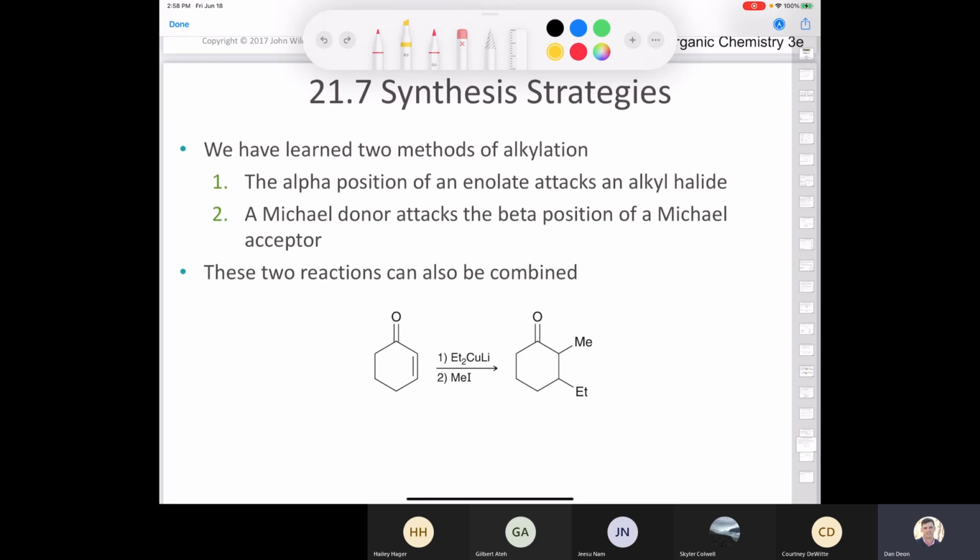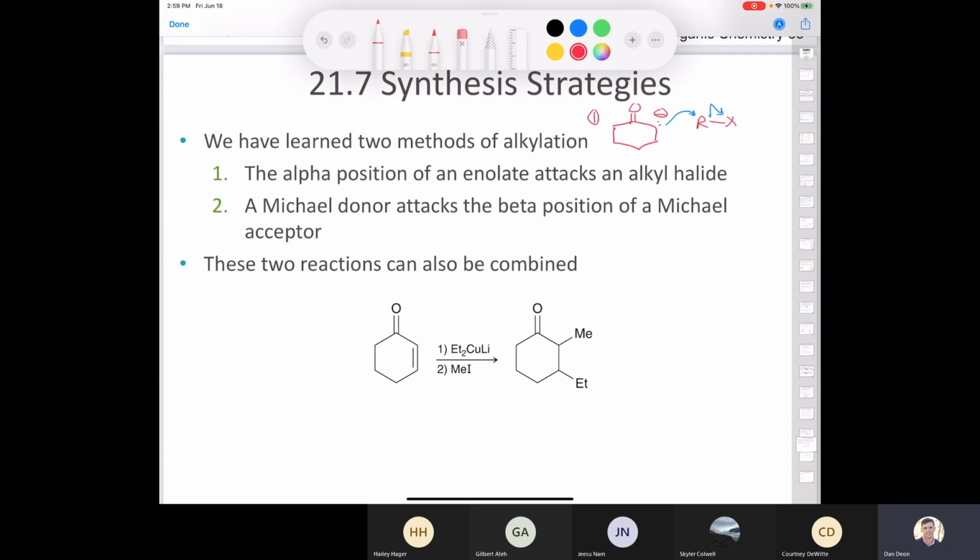So hold on to your hats and check this out. It says, we've learned a couple of methods of alkylation. The alpha position of an enolate, we saw that can attack an alkyl halide, right? If you have an alkyl halide and an enolate like this, it can attack like that. And we looked at kinetic and thermodynamic enolates. So that's nothing new. That's point number one. But we also saw that a Michael donor can attack the beta position of a Michael acceptor.